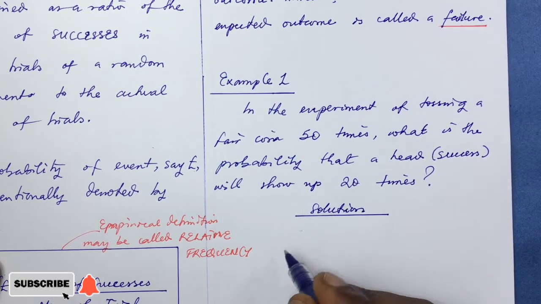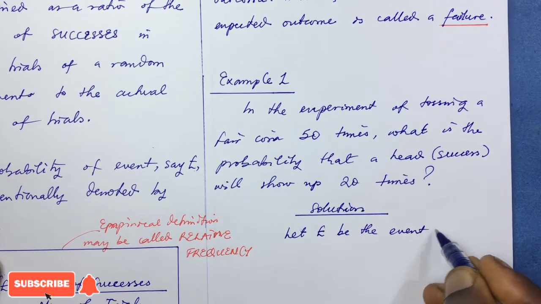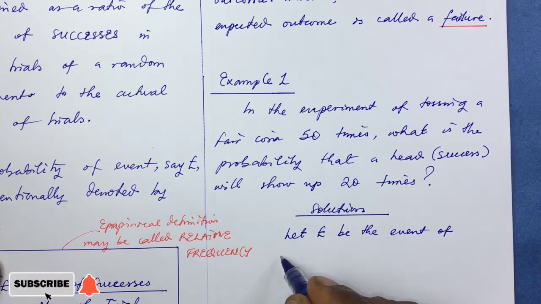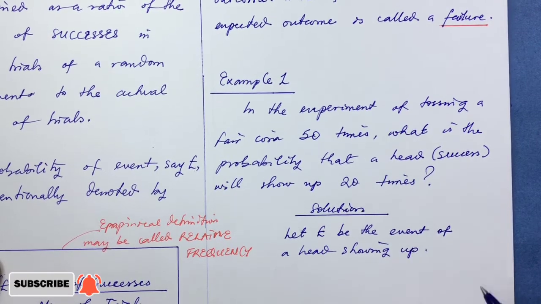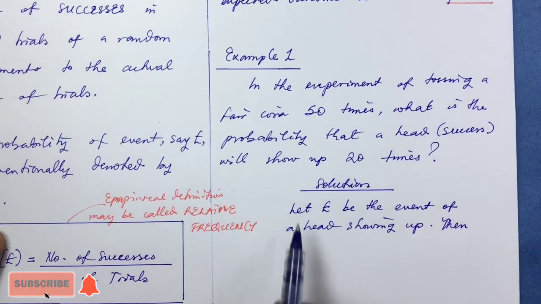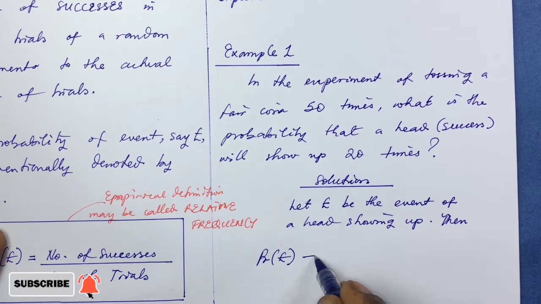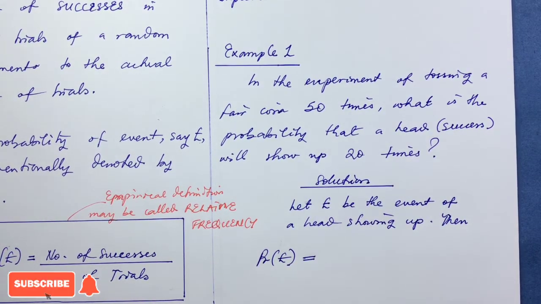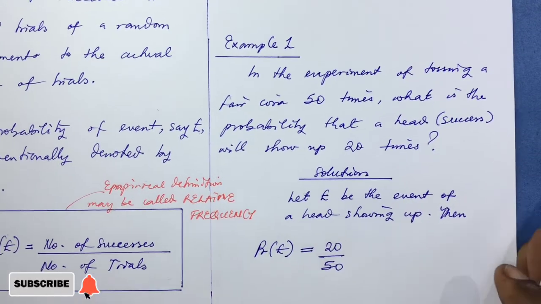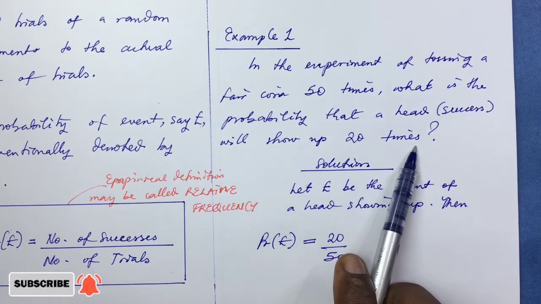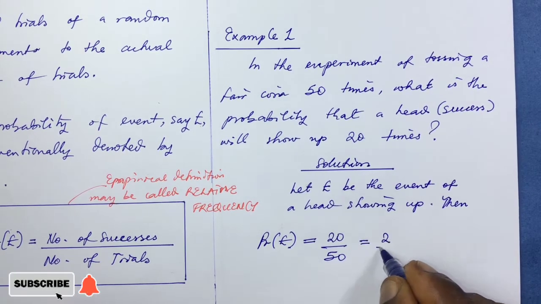Okay, so I would simply say let E be the event of a head showing up. Then, if E represents the event of a head showing up, the probability of E, that is the probability of a head showing up, becomes 20 over 50. And why is that so? It is because 20 is the number of successes, while 50 is the number of trials. And that reduces to 2 over 5.